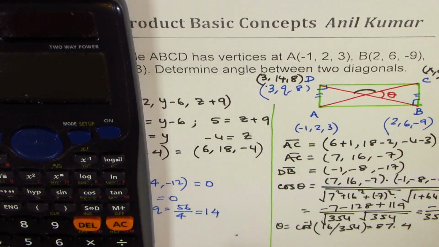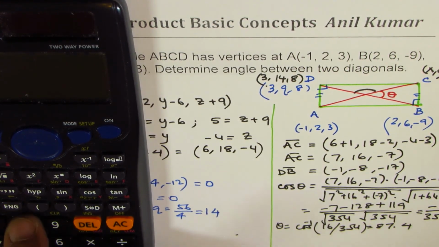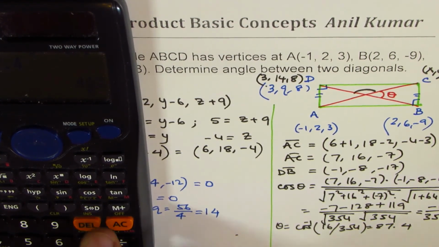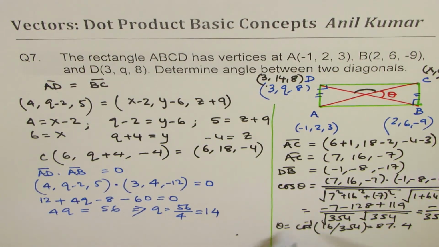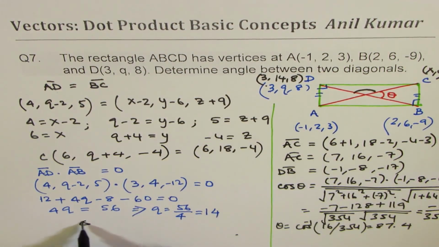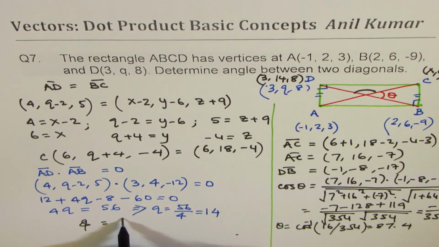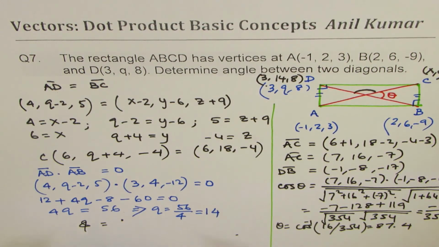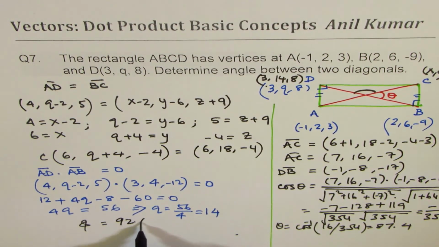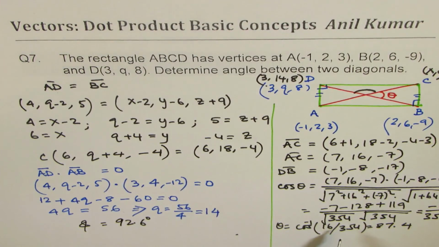The other angle is 180, I'm sorry, the other angle is 180 minus 87.4, which in decimals is 92.6. So we can say the other angle, let's call this phi, is equal to 92.6. So these are the two answers for the given question.